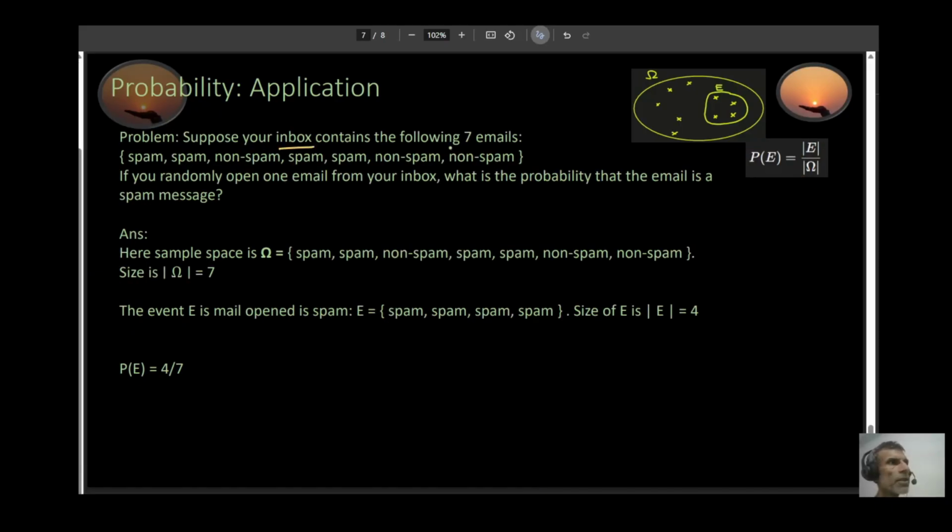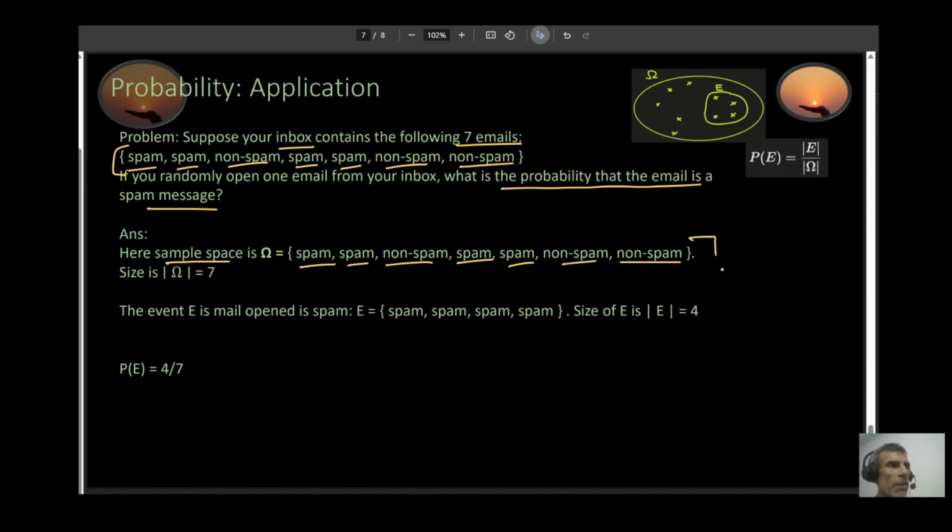Suppose your inbox contains the following 7 emails. This one is spam, spam, non-spam. This email is spam. This email is not spam, and this email is not spam. If you randomly pick one of the emails, what is the probability that the email is a spam message? Well, first find your sample space. The first email is spam, the second is spam, non-spam, spam, spam, non-spam, and the last email is non-spam. So this is my sample space, and the size of my sample space is 7.